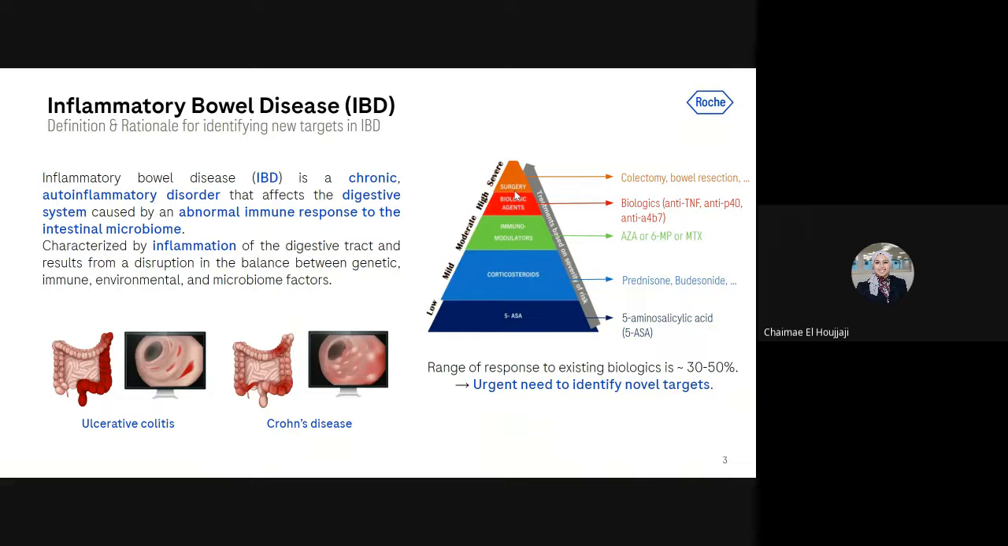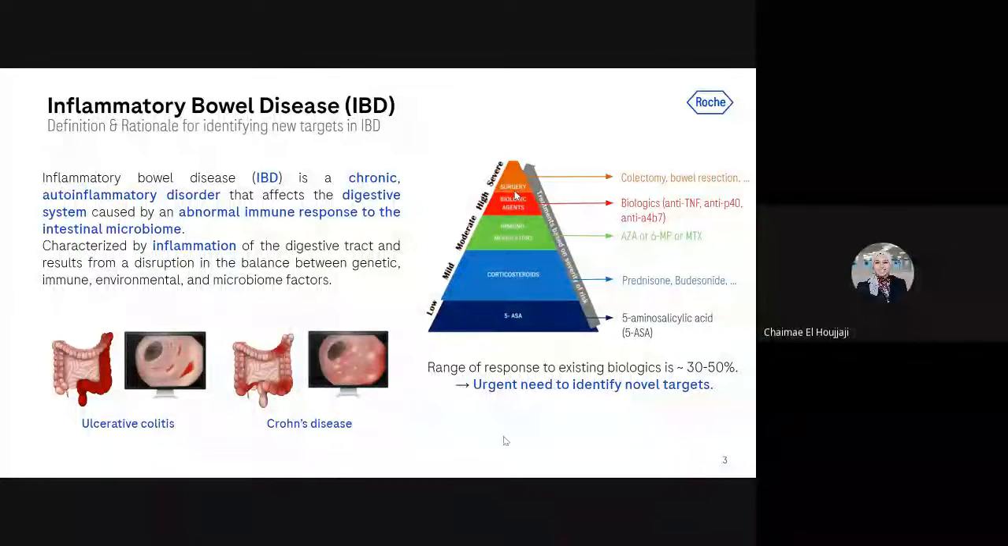So first, inflammatory bowel disease, IBD, is a chronic autoinflammatory disorder that affects the digestive system, caused by an abnormal immune response to the intestinal microbiome. It is characterized by inflammation of the digestive tract and results from a disruption in the balance between genetic, immune, environmental, and microbiome factors. IBD typically affects the colon and the small intestine, but can affect any part of the digestive tract. And there are two main types of IBD: Crohn's disease, CD, and ulcerative colitis.